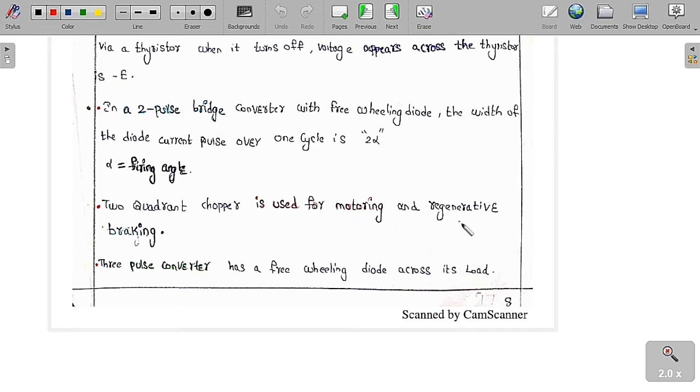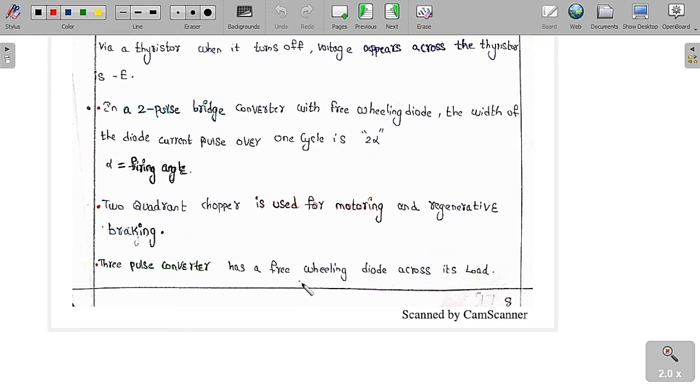In the motoring mode and the regenerating mode, the supply voltage is always fixed, whereas the current is reversed. In the motoring mode, the motor takes in the current, whereas in regenerative braking, the current is supplied by the motor. So the first quadrant is used for the motoring mode, whereas the second quadrant is used for the regenerating mode, because in motoring mode V0 is positive and I0 is positive, whereas in regenerating, V0 is positive but I0 is negative.